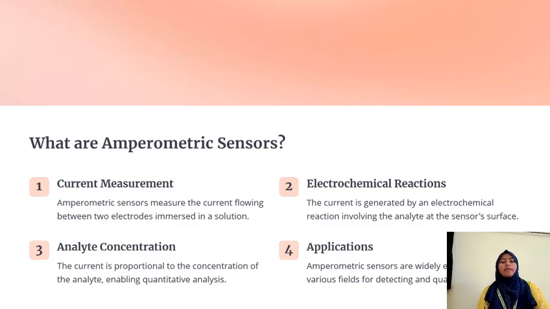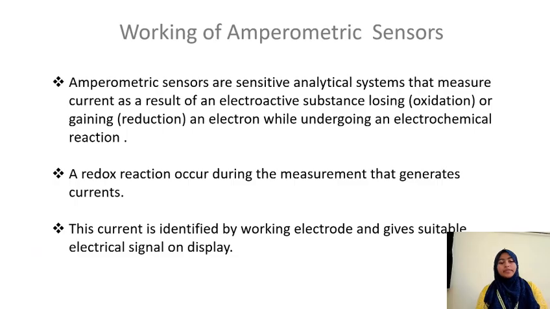What are amperometric sensors? These are self-contained integrated devices that measure the current resulting from the oxidation or reduction of an electroactive biological element. These generally detect the current flowing between two electrodes. So here also we are using two electrodes. Let us see the working, what electrodes we are using, what principle we are using, and also practical applications. First of all, working of amperometric sensors.